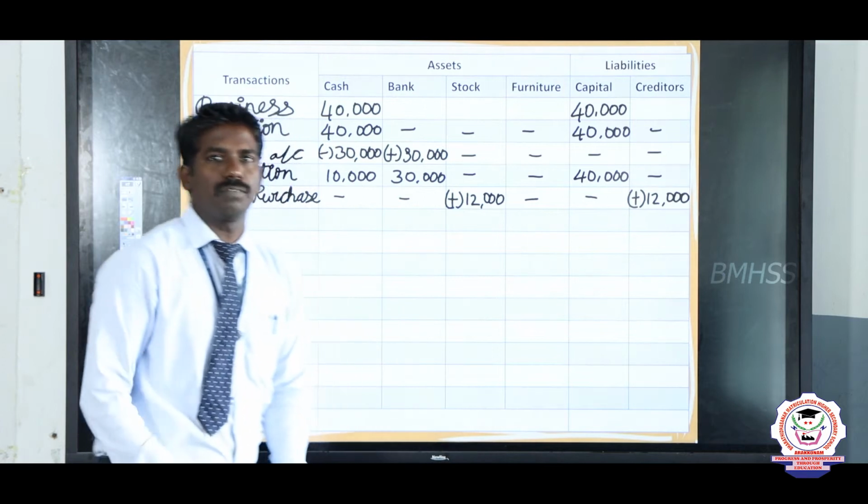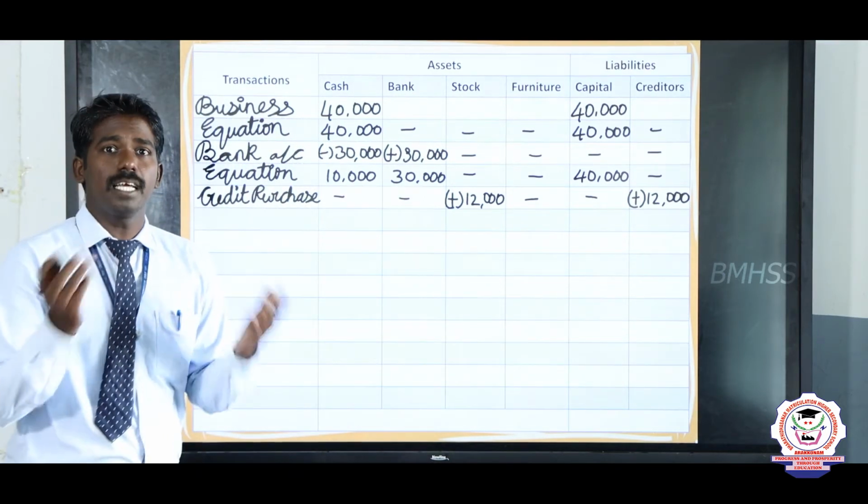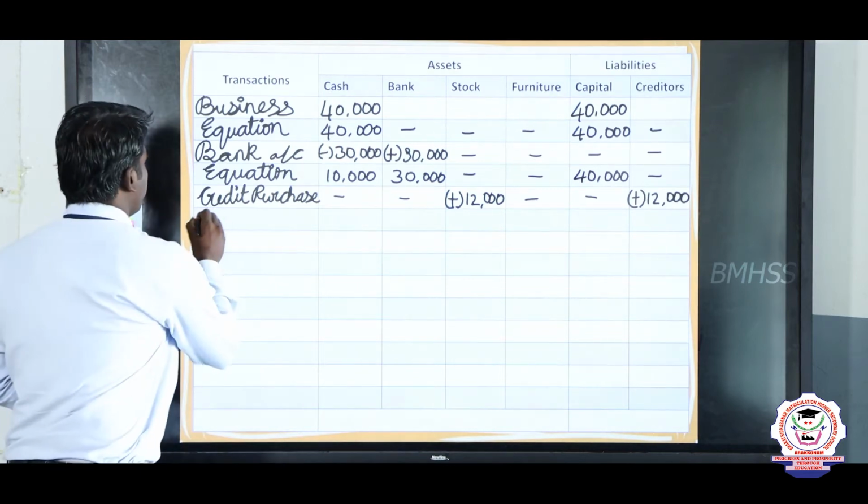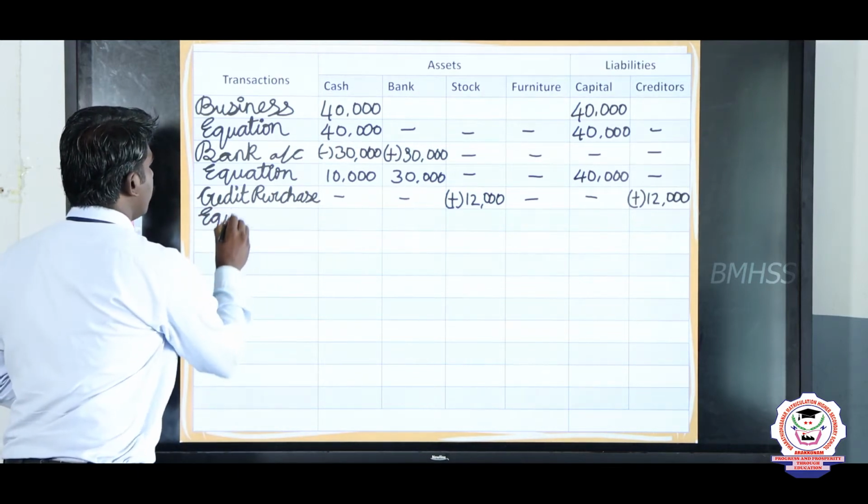This is the accounting equation for the third transaction. What is the next step? Correct, equation. Equation is the next step. So write equation.